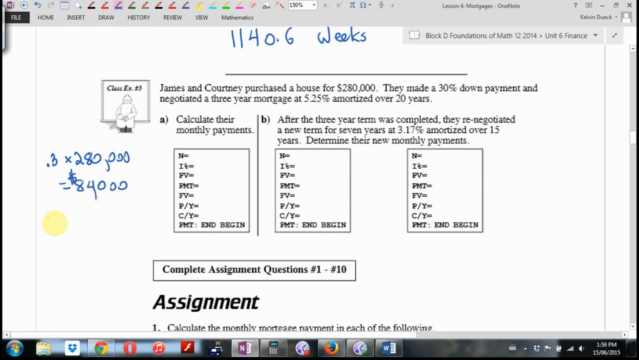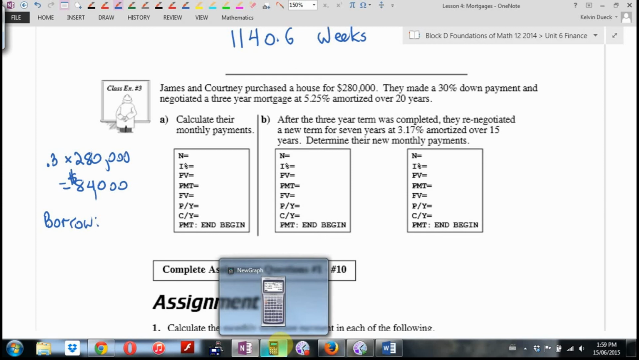How much will they have to borrow? They're paying $280,000. They got a down payment of $84,000. How much will they need to borrow? How can I figure that out? Meerkat, wake up. You can do it. How much will they have to borrow? How can I figure that out? 280,000 minus 84, which is what? Someone run the numbers. Come on, people.